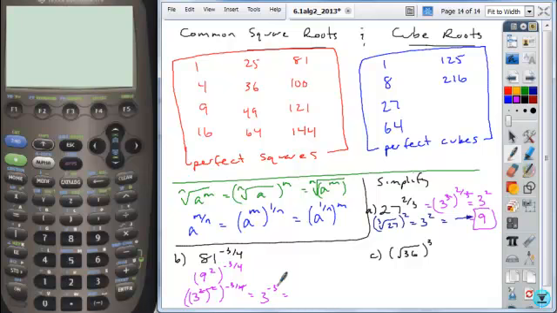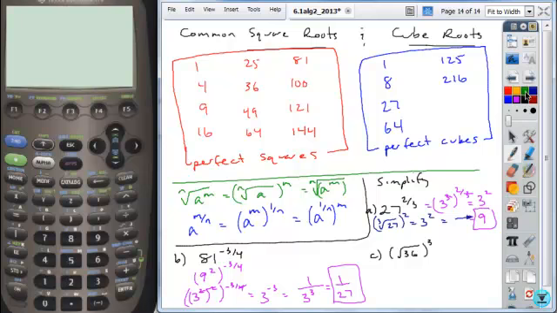What does a negative power do to your expression? It inverts it, so it takes that 3 and moves it to the base. Becomes 3 cubed in the denominator. And then the value for 3 cubed is 27. So you get 1 over 27 as your answer.